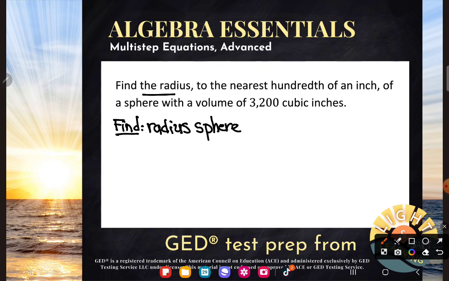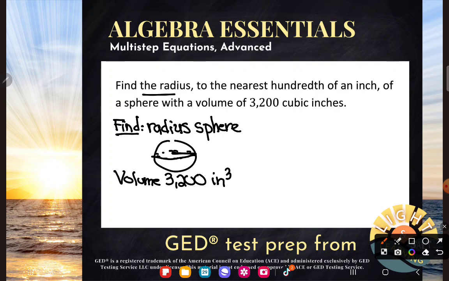The sphere is the one that looks like a 3D circle or a ball. And its radius would be from the very center to the outside of the sphere. The length of that. And what do I know? Let's see. All I know is the sphere's volume. The volume is 3,200 cubic inches, which we abbreviate like that.